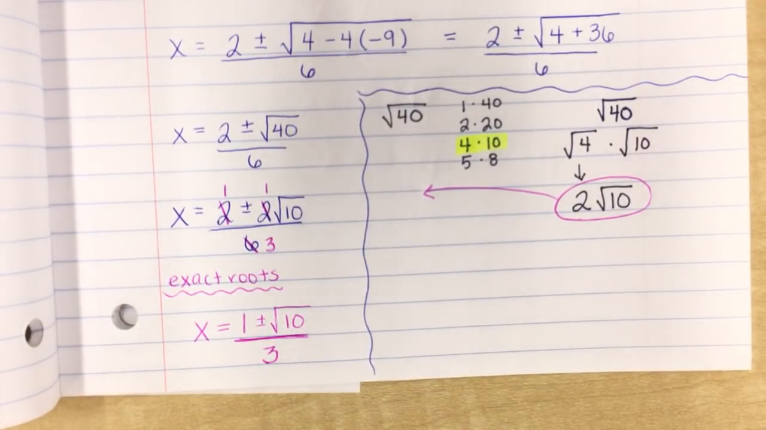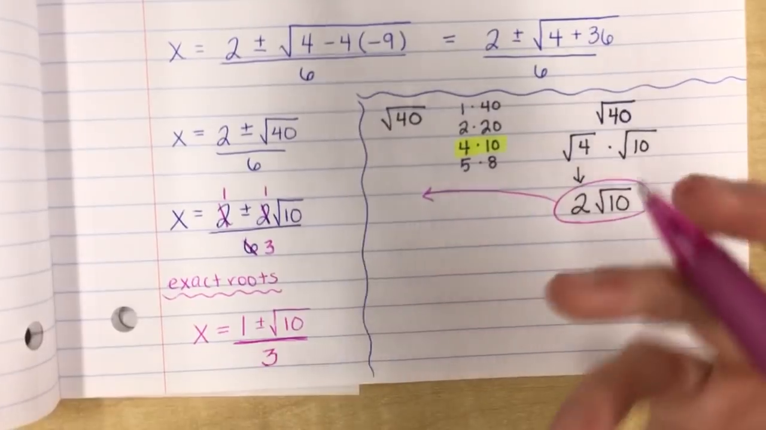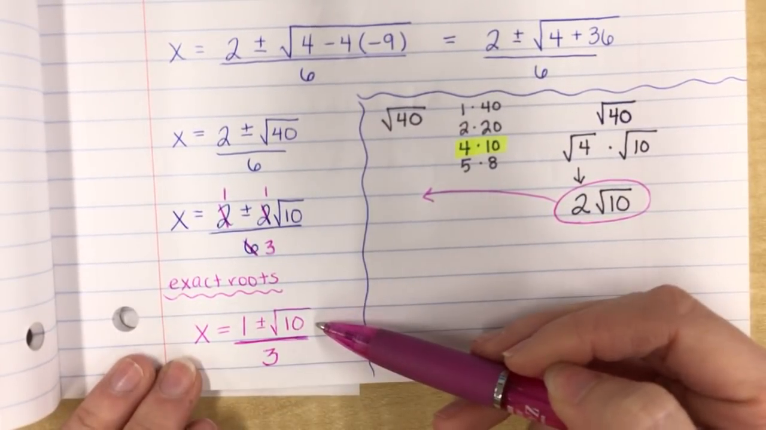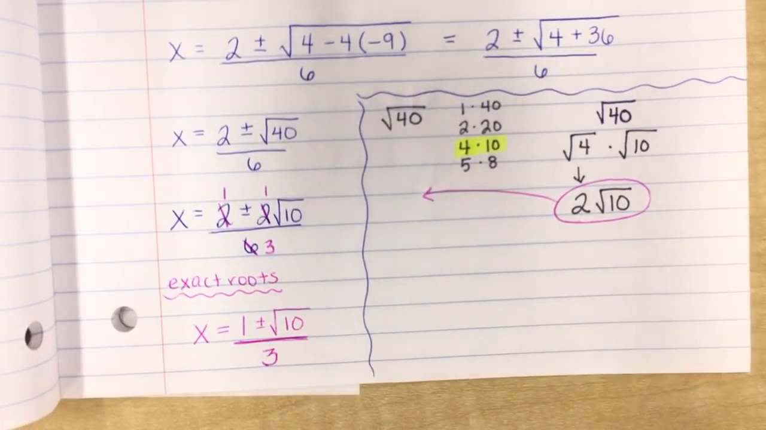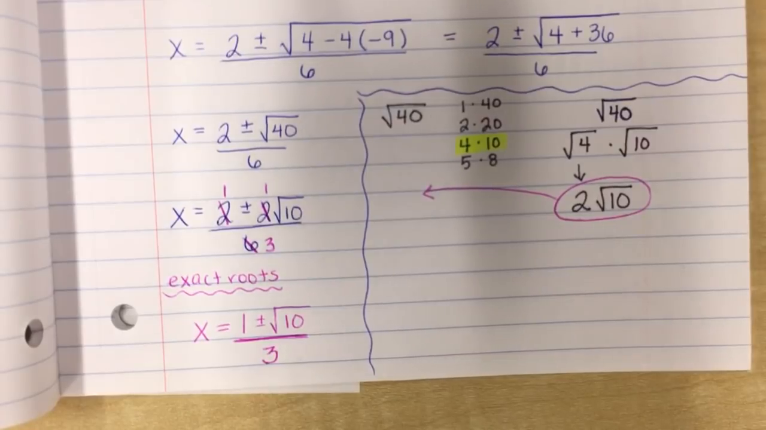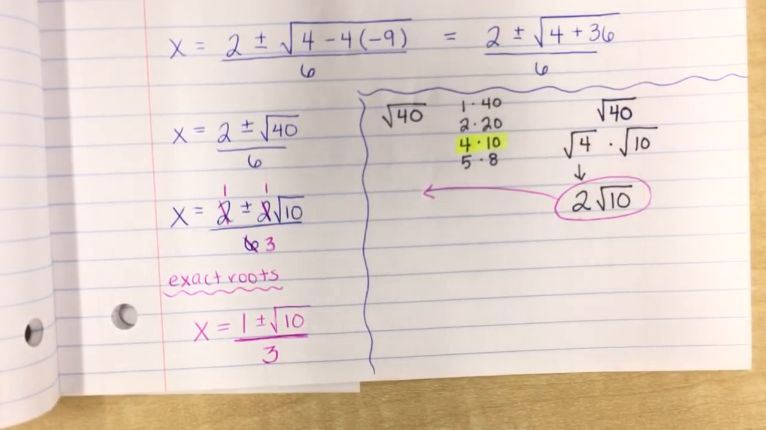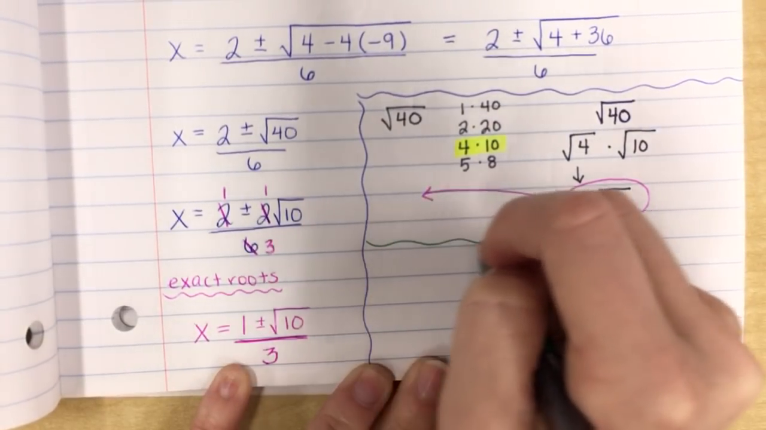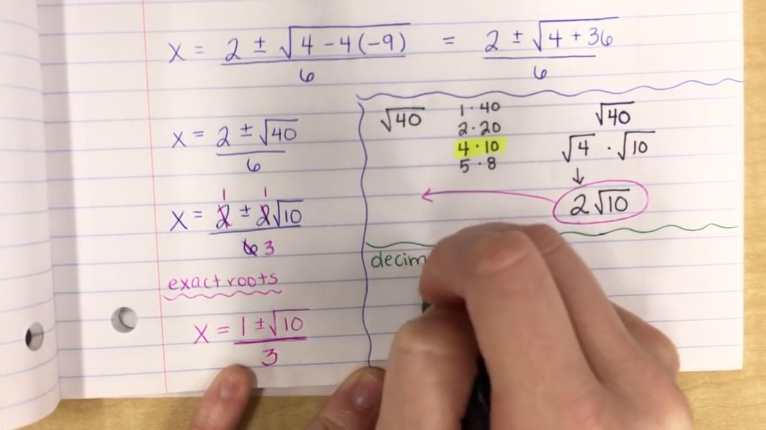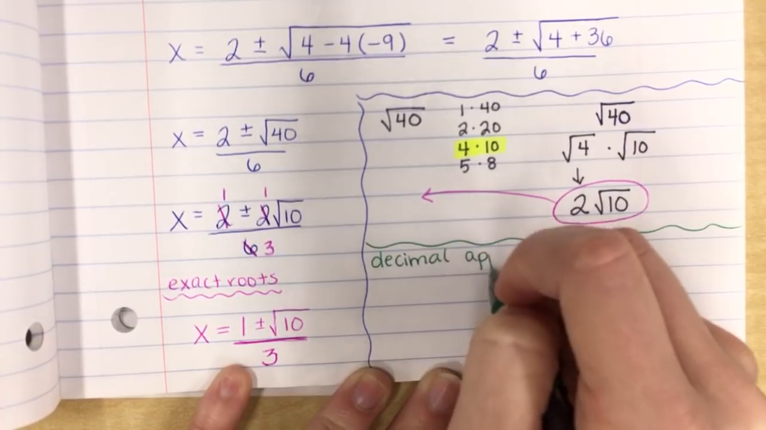Now what we want to do next is, well, I should specify. If the problem asks us for the exact roots, bam, we are done. But if the problem asks us for, let's say, the graph of the problem or the decimal approximation, we have a few more steps to do. So I'm going to separate this, and this is again called the decimal approximation.